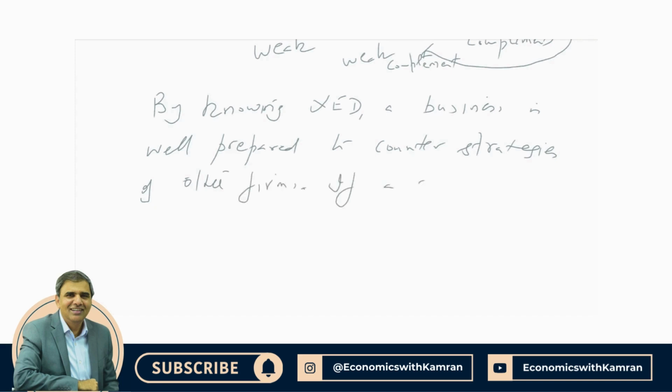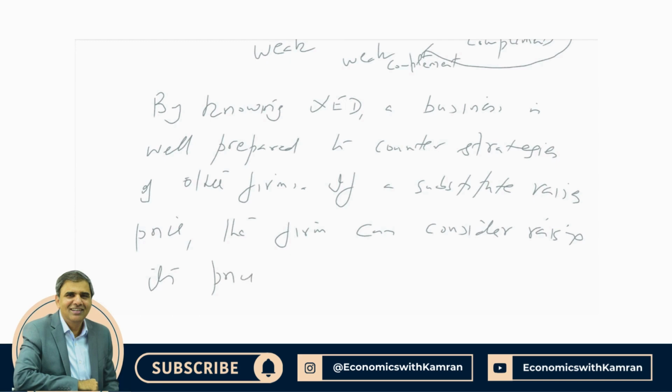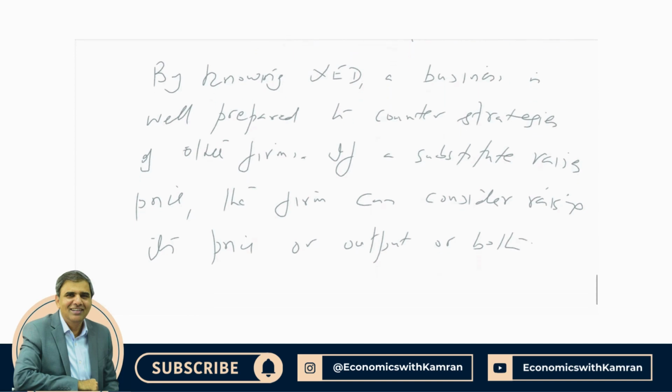If a substitute raises price, the firm can consider raising its price or output or both, because when the price of a substitute goes up, demand for my product would go up. Cross elasticity of demand is positive, and it means the demand for my product would go up. So I can take advantage of that extra demand, either by raising the price or by raising output or by raising both. So this is how cross elasticity of demand is useful.